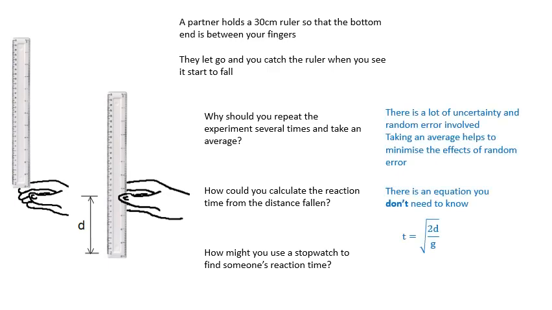Well, why repeat it lots of times? Because there's a lot of uncertainty. If you did it 10 times, you're unlikely to get exactly the same answer. There's lots of random error, and if you take an average, you're minimizing the effects of random error. In other words, if some are too big and some are too small, then when you take an average, it cancels out the effect of random errors.